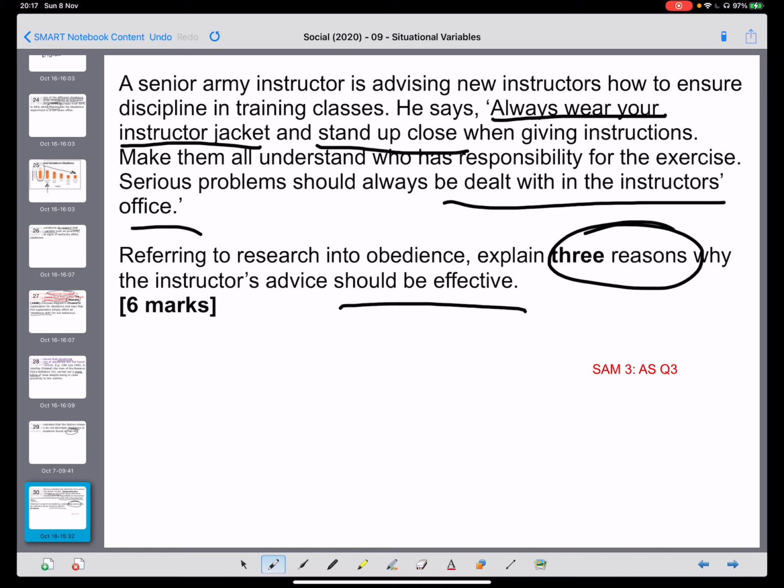And so things like it's a very clear, visible sign that they are the person in charge, that they have legitimate authority. Standing up close means that there's an element of intimidation and fear, but also it's a quite clear line of sight of who is important, who's the person giving the instructions. And of course, in terms of instructor's office, in terms of location, we find that it takes them away from perhaps an open expanse into a smaller place that clearly is important and shows the importance of the situation that you might find yourself in, so therefore becomes more effective.